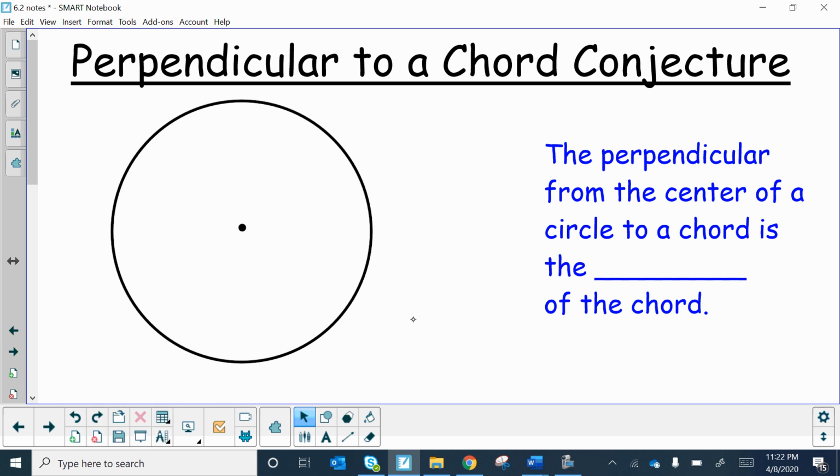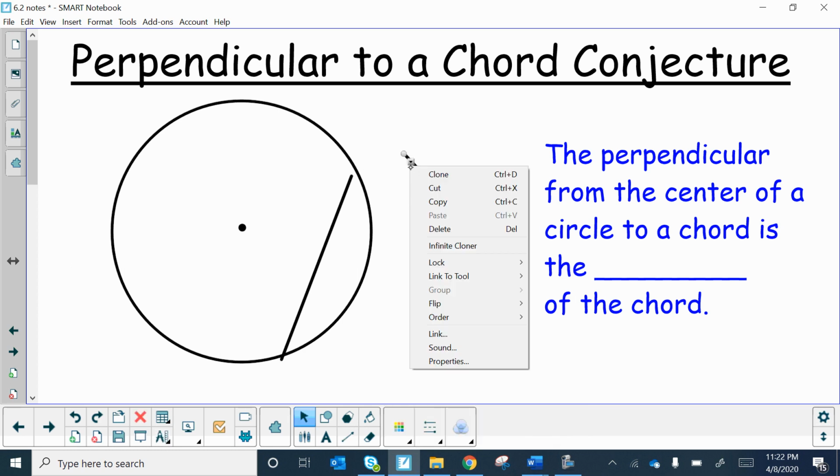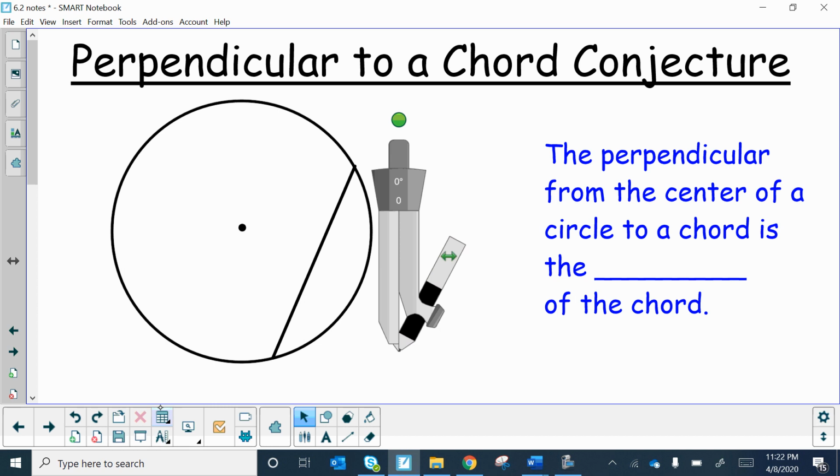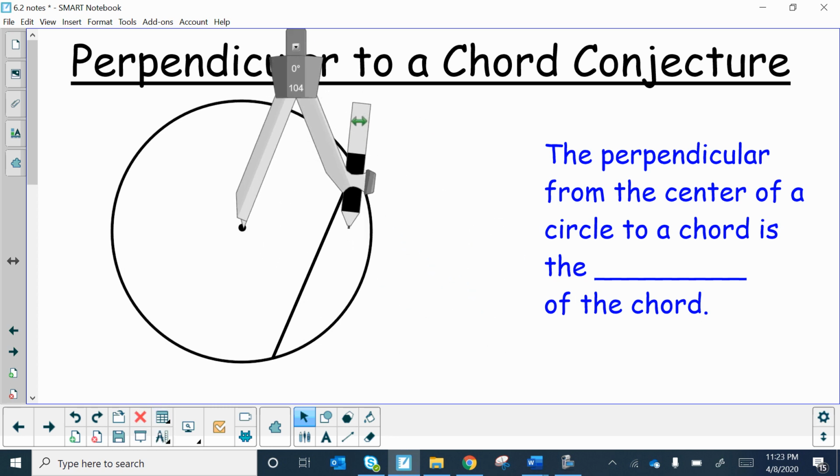And then it says the perpendicular from the center of the circle to a chord. So let's draw a chord somewhere in here. Now we need it to be perpendicular right here. So in order for it to be perpendicular, I'm going to use my compass to make a perpendicular. So I'm going to come out here.